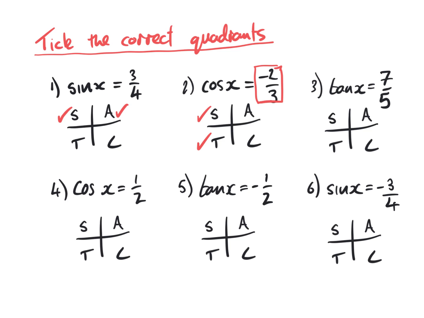So next one, tan x is equal to positive 7/5, and we know tan is positive, A for all and T for tan. Cos x in this one is equal to positive 1/2, so all things positive and cos positive. Tan x in question 5 is equal to negative 1/2, so it's a negative. Now, I'd be looking for where tan is positive, here and here at A and T, therefore negative at the other two, so I'm going to tick sine and cos. And for the last one, sine is equal to negative 3/4. I know sine is positive at A and S, and therefore it must be negative at the other two, so I'm going to tick the tan and cos instead.